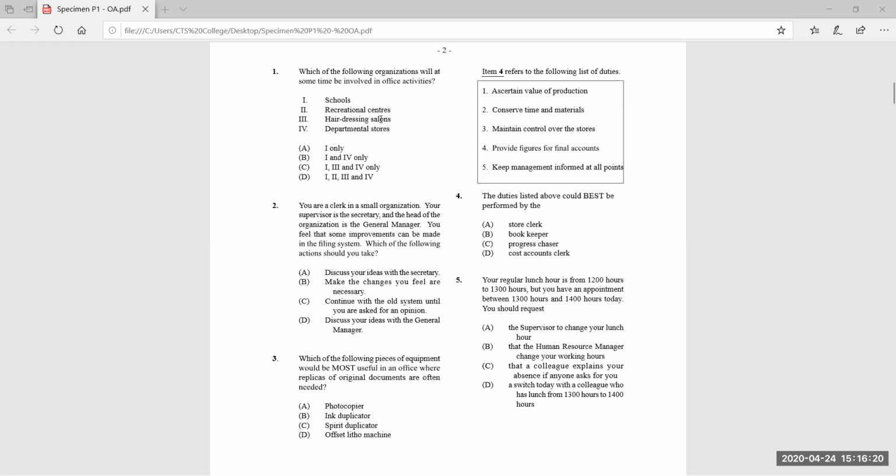Which of the following organizations will at some time be involved in office activities? D. It will go for all of them, right? Yes, very good. It will be for all businesses. That is correct. Remember the functions of the office: productivity, distribution and exchange of goods and services, collection, processing, and preservation of information, organizational management and legal control, and dissemination of information. And all of these businesses will entail different office activities. So yes, your answer will be D. Very good for the person who said that.